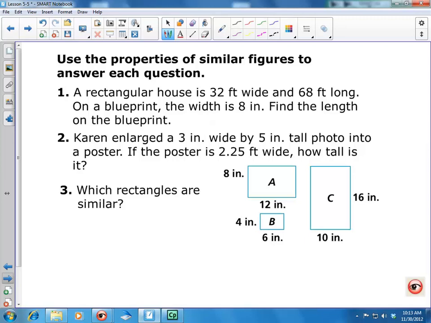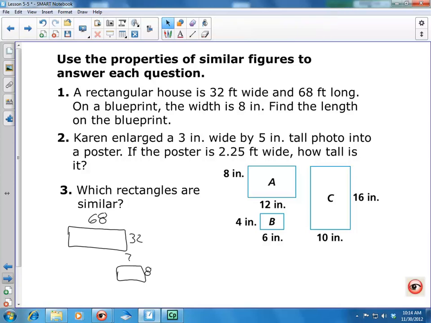It says we have a rectangular house that is 32 feet wide, 68 feet long. On a blueprint, the width is 8 inches. Find the length on the blueprint. So again, if we have these big rectangles down here, one is 32 feet wide, 68 feet long. Down here it's 8, and that's what we're looking for right there.